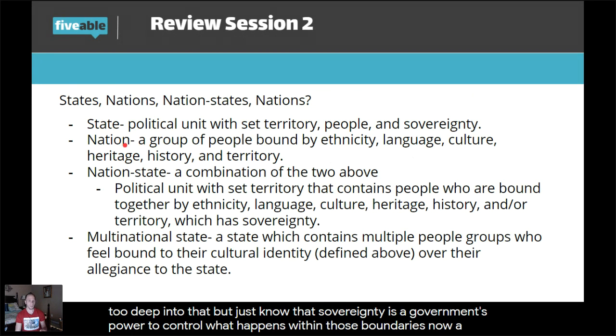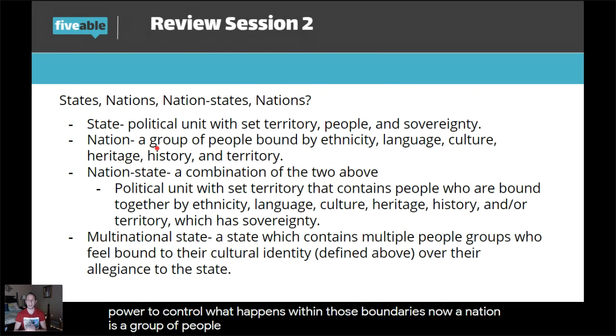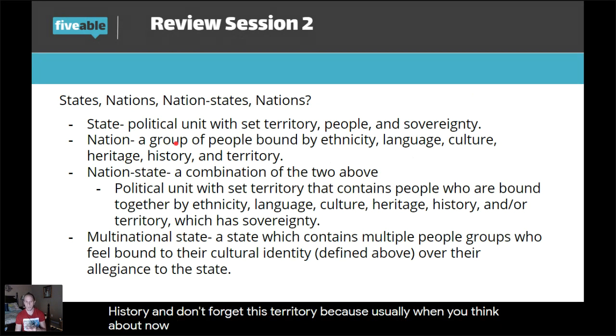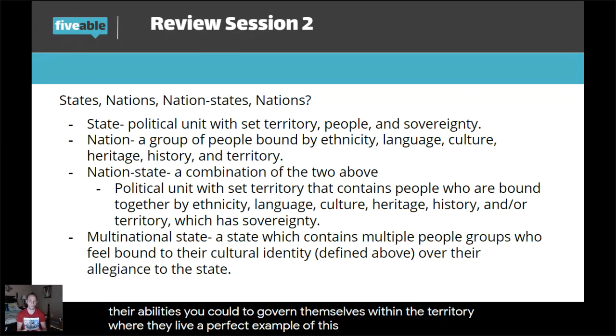Now, a nation is a group of people bound by ethnicity, language, culture, heritage, history, and don't forget this, territory. Because usually when you think about a nation, it comes in conjunction with people who want to have their ability to govern themselves within the territory where they live. A perfect example of this is the Palestinians.